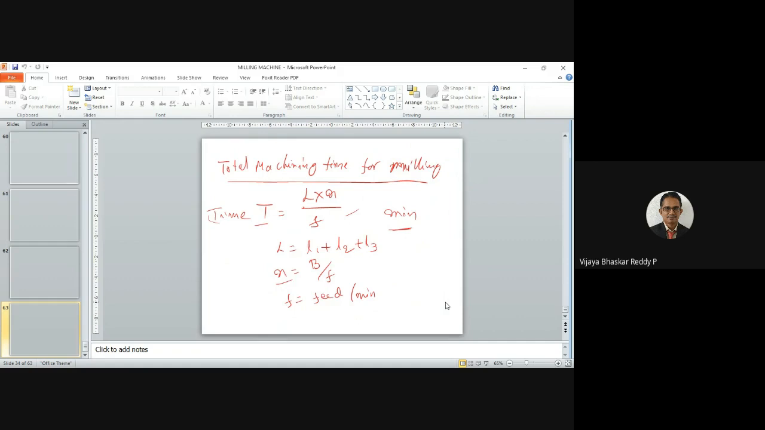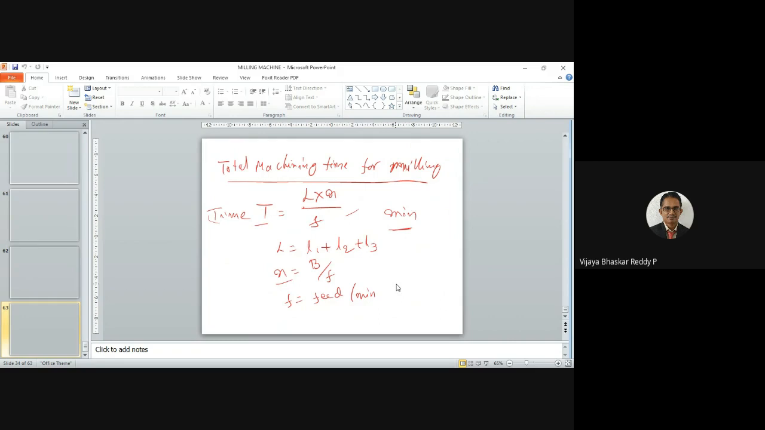The total machining time is T equals L into N divided by F, where L is the total length, L1 plus L2 plus L3, N is the number of cuts, B by F, and F is the feed per minute. Based on that we can calculate it, right?